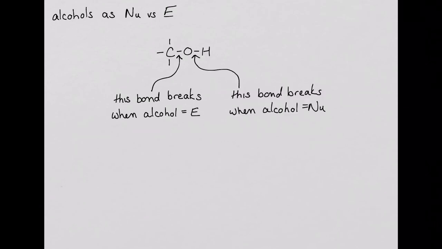This is important when the alcohol is a chiral molecule, particularly when it's chiral at the alcohol center, because if the bond between carbon and oxygen breaks, that changes the stereochemistry. However, if the alcohol is acting as a nucleophile, the bond to carbon isn't breaking, and therefore stereochemistry is retained when the alcohol is the nucleophile.